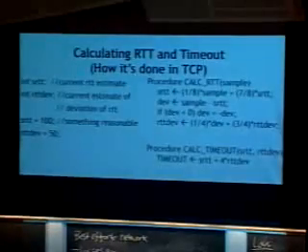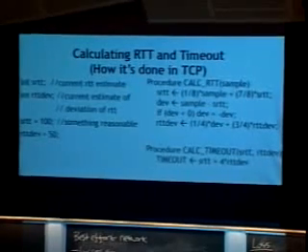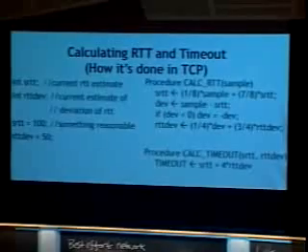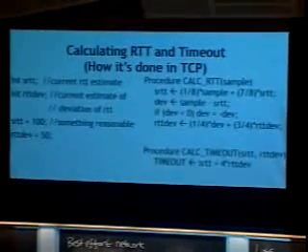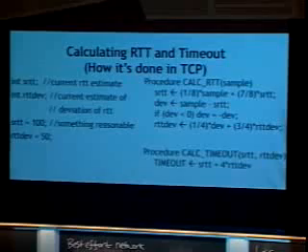A number that is commonly used is alpha set to 7/8. That means you add in 1/8 of the new number and use 7/8 of the old number. So a new number that varies a lot isn't going to change the overall estimate of the round trip time terribly dramatically.